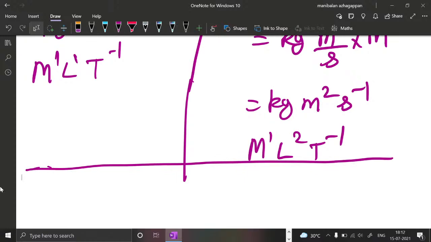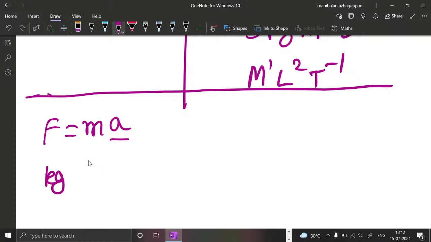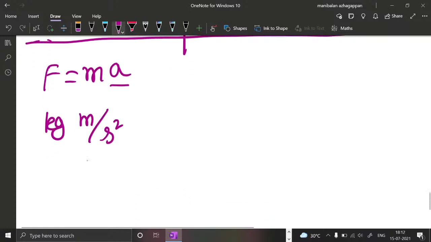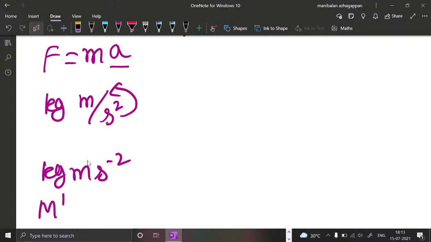Okay, next, force. On this side, in linear motion, we take force. Force is equal to mass into acceleration. Mass is kg, acceleration is meter per second square, because acceleration is velocity by time. Taking the second from the denominator to the numerator, we get kg meter second minus 2. The dimensional formula is M power 1 L power 1 T power minus 2.